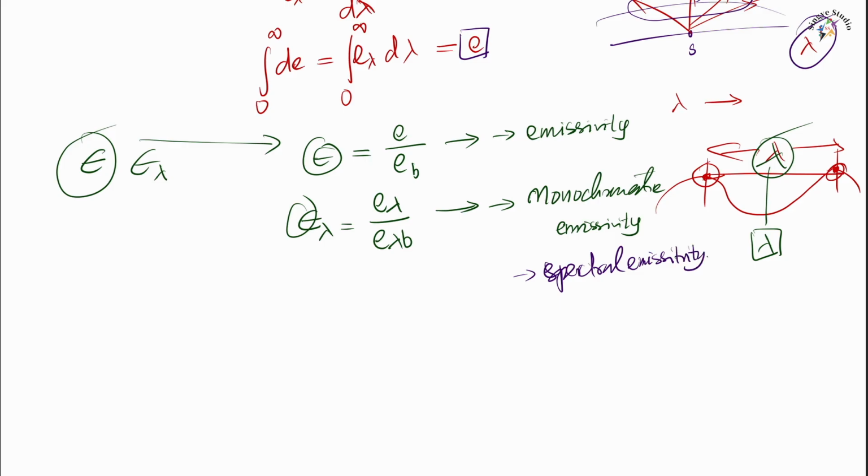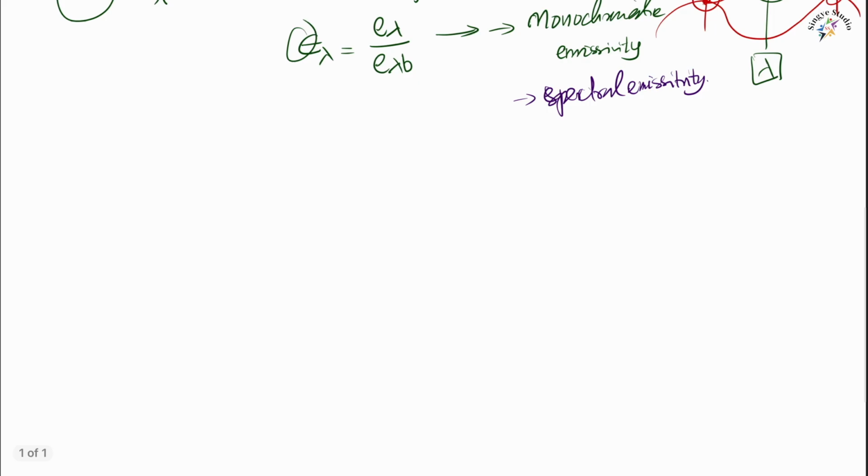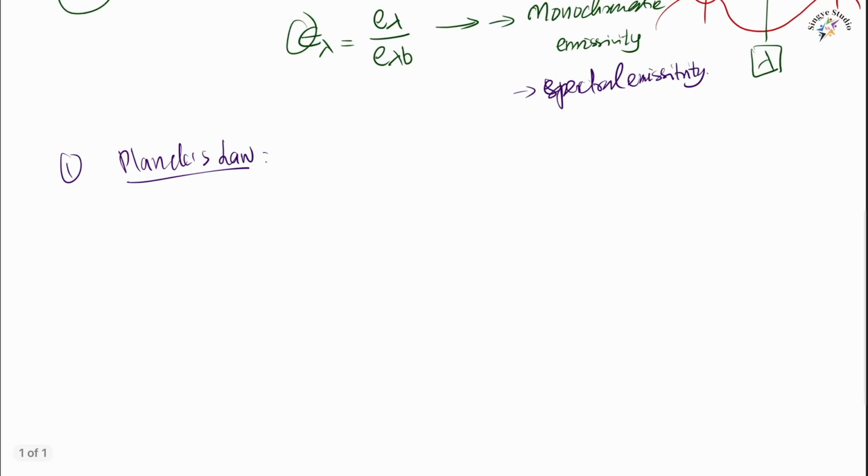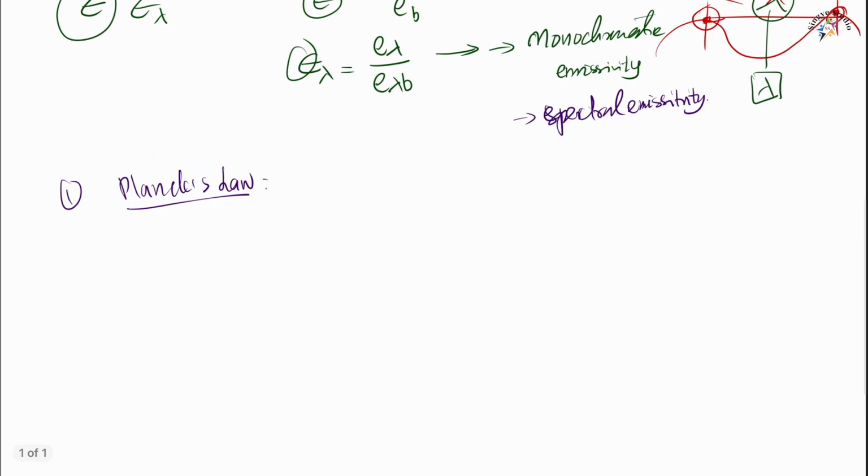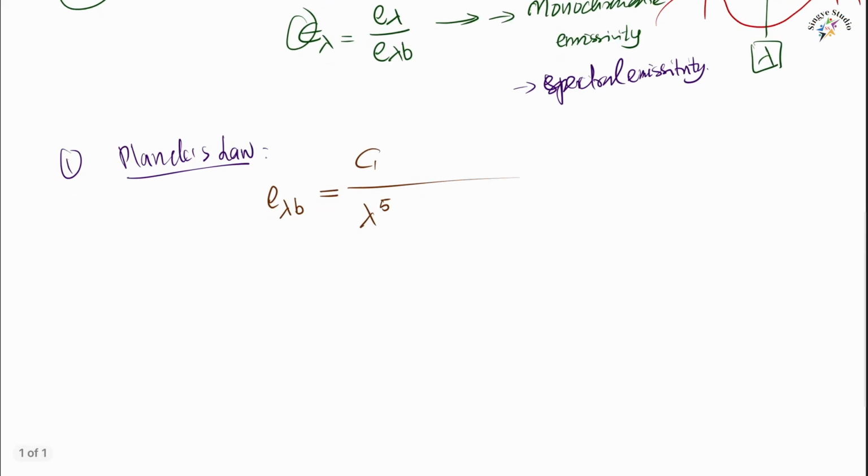Then we have also discussed a few laws that concern emission. The first law is Planck's law, where Planck derived from the quantum theory the expression for the monochromatic emissive power of the black body, E_b lambda, equal to some constant C1, which depends on the wavelength of the thermal radiation emitted, divided by e raised to C2 over lambda T, minus 1.